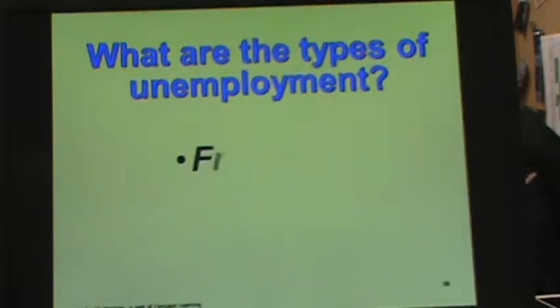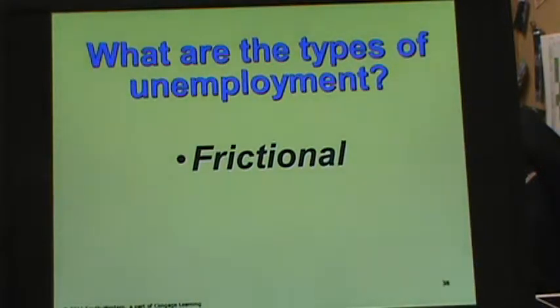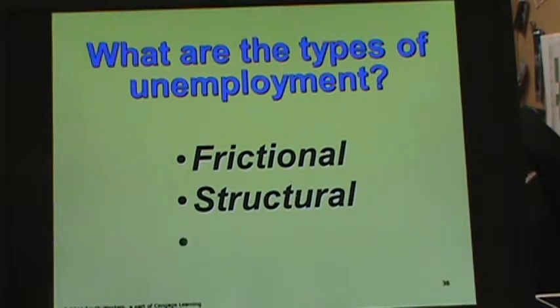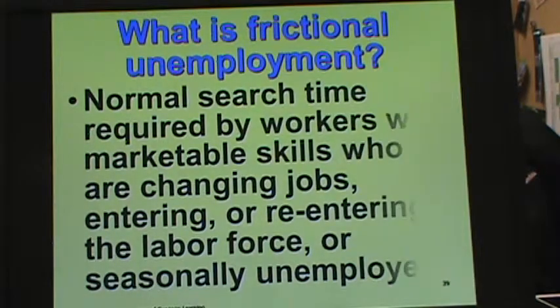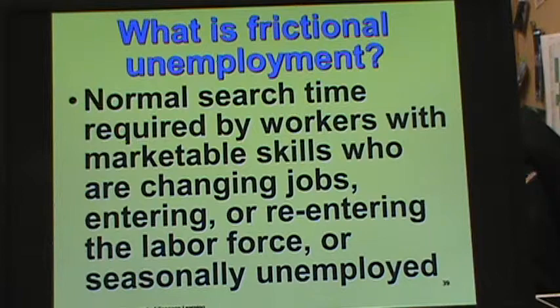And then we have the different types of unemployment. We have frictional, structural, and cyclical. Frictional unemployment is normal search time required by workers with marketable skills who are changing jobs, re-entering or entering the labor force, or are seasonally unemployed. So we can be unemployed. If you sell Christmas trees, you're going to be unemployed in June and July, probably. And that's frictional unemployment, meaning it happens sometimes. It's short-term unemployment. You have employment, it's just not year-round.